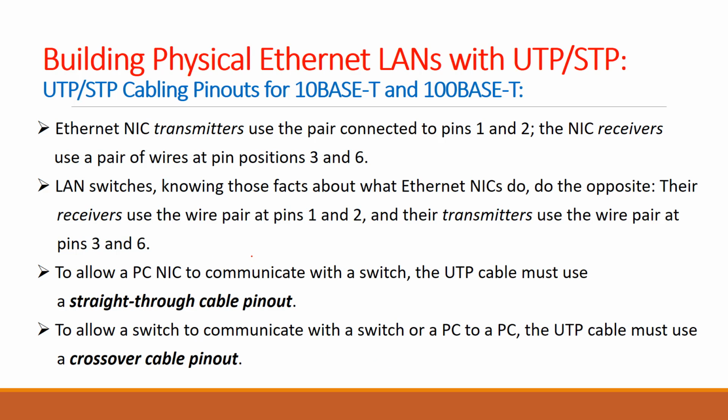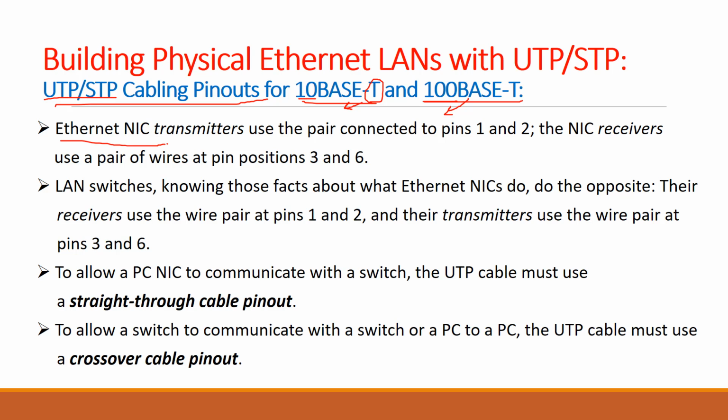There is something called UTP or STP cabling pin outs for 10BASE-T and 100BASE-T. This is Ethernet and this is Fast Ethernet. Ethernet uses a speed of 10 megabit per second, and Fast Ethernet uses 100 megabit per second, and T means copper wires. So that's why we said here UTP or STP cabling pin outs.